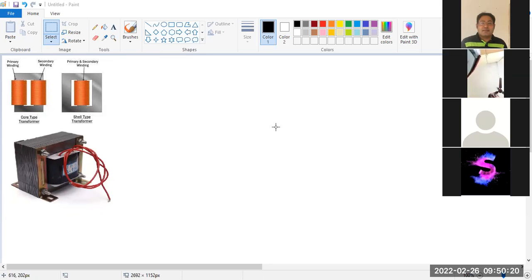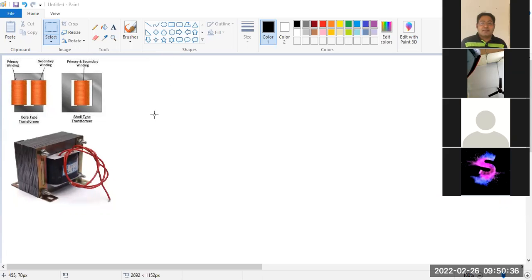Okay. Today, our topic is the rest of the part of the transformer. Now, we'll discuss today about the construction of the transformer.